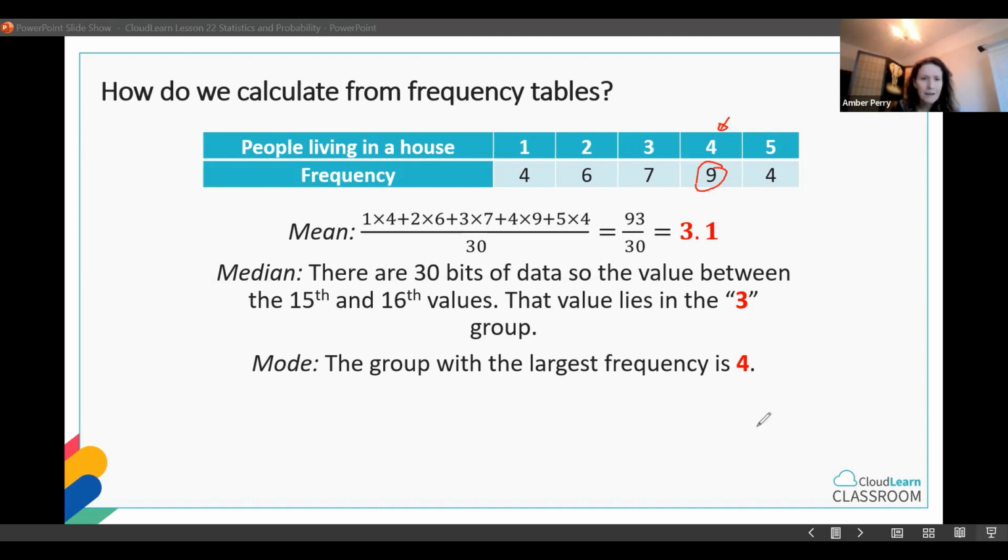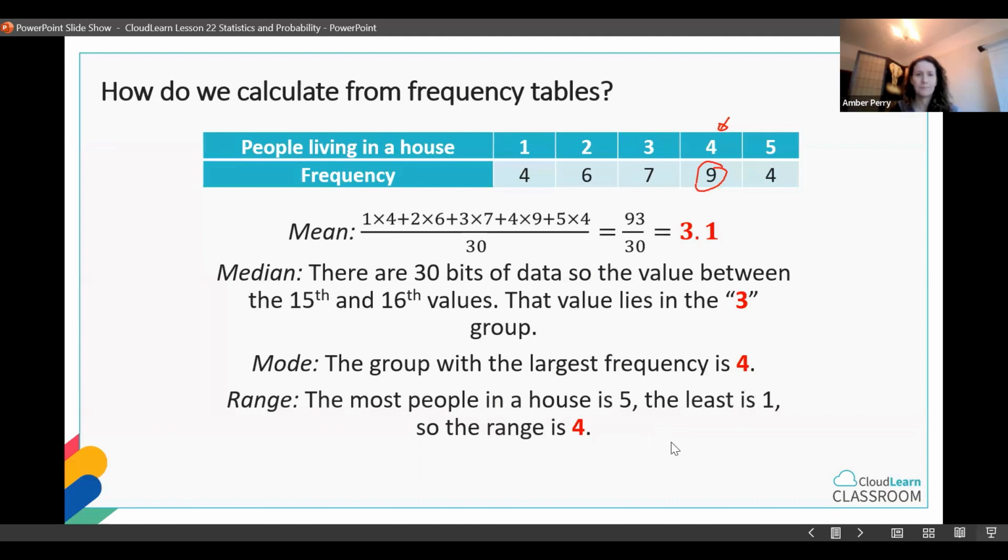And then finally, the range. So we've got the smallest number of people living in a house is 1. The biggest number of people living in a house is 5. So 5 minus 1 is 4. Okay.